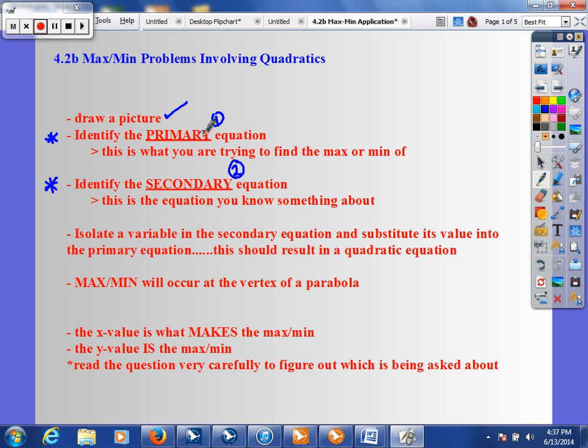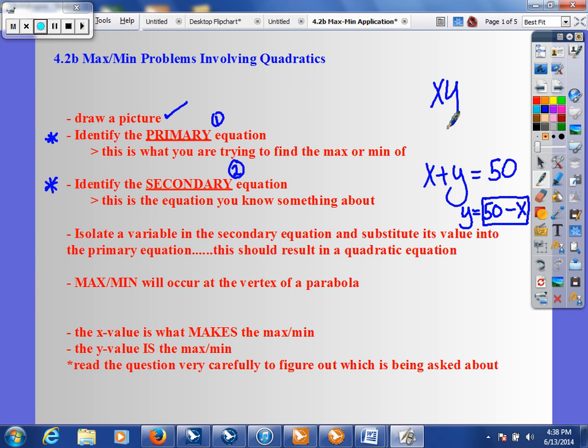So how do we go about doing all that? Well, what you do first is you isolate a variable in the secondary equation. So let's say the secondary equation is x plus y equals 50. Well, what I want to do is isolate one of these two variables. A lot of times we'll just isolate the y by subtracting x. And so now we know what y is. It's 50 minus x.